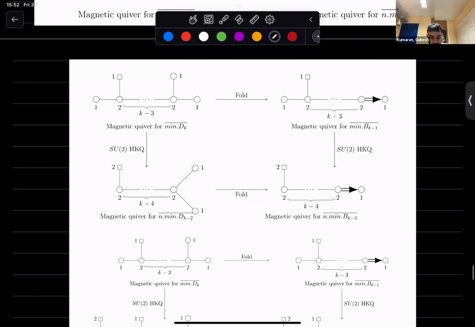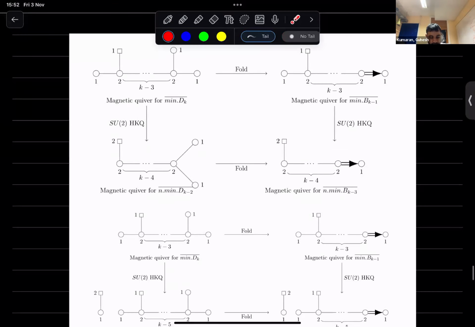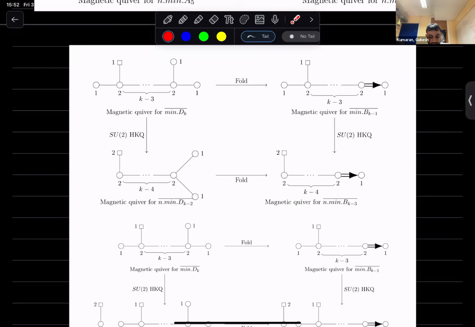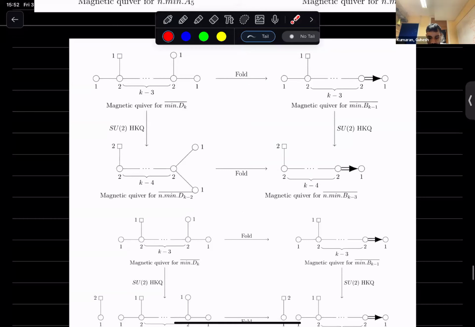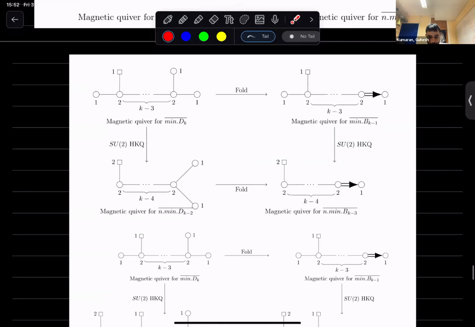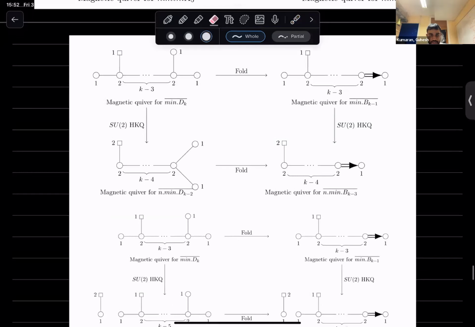Now, when we have this D_k example, you can fold, and this will take you to this minimal B_{k-1}. Or you can do the subtraction, and there are two possible choices. So this one goes across and up. So this would give you 1, 2, 1, 2, and so on, up to 2, with flavor 2, so that's this one. Then you can fold this, and this will give you back the next to minimal B_{k-3}. So you've got this nice commuting diagram again.